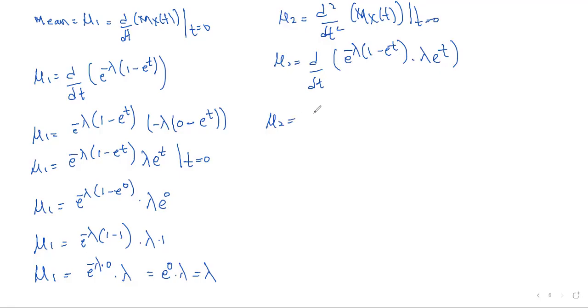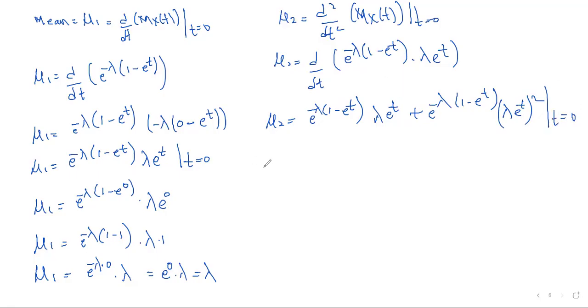That is, mu2 equal to e power minus lambda into 1 minus e power t. So I will take the derivative, u v dash plus v u dash, right? Plus e power minus lambda into 1 minus e power t into, e power lambda into e power t, whole square. Then in this equation, put t equal to 0.